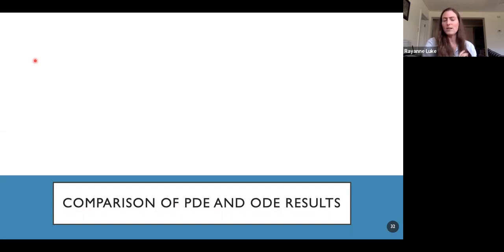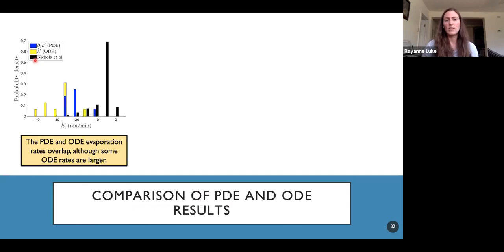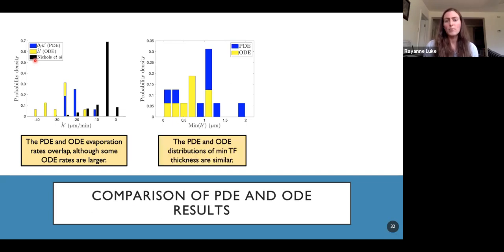So just to wrap up here, there are some takeaways from what we can say about PDE and ODE results. Most of them are in agreement. So first, we see that the evaporation rates overlap, although some of the evaporation rates are a little bit larger. If we look at the distribution of minimum tear film thickness, it's relatively similar. Again, we have a relatively small sample size, so it's also hard to make large conclusions.